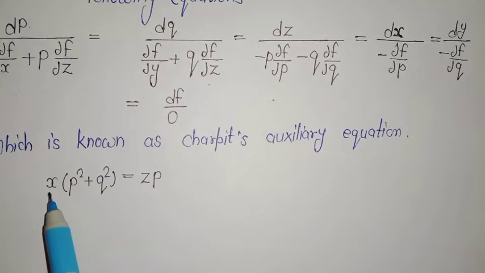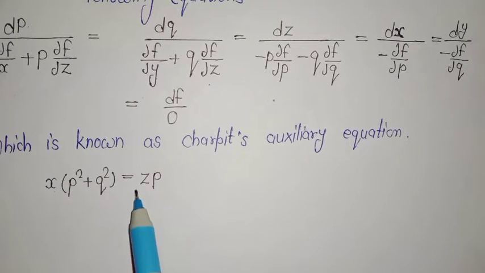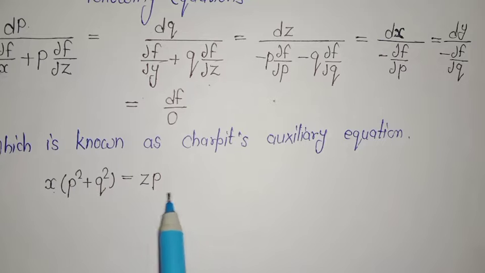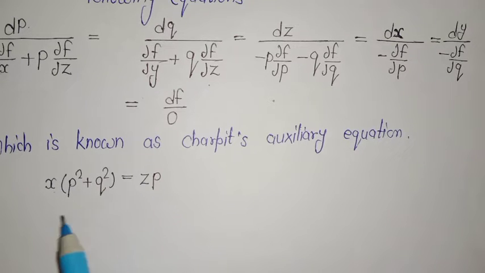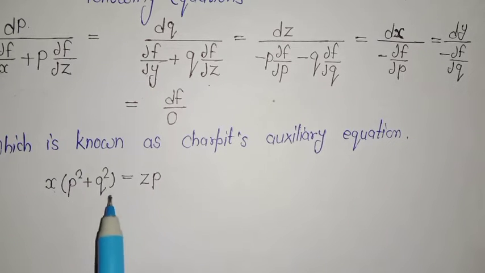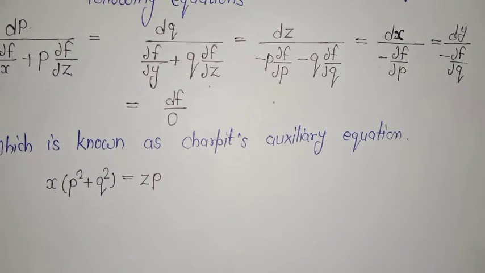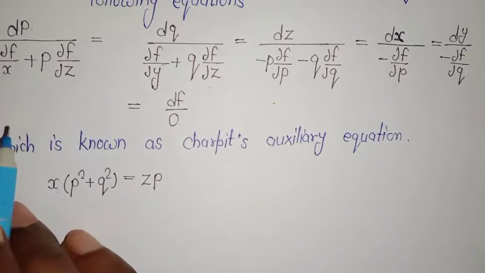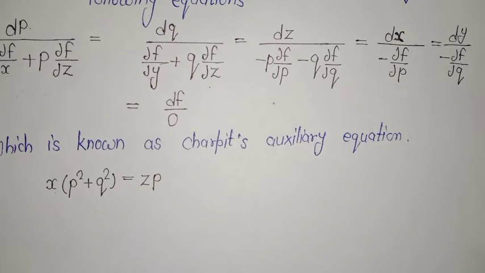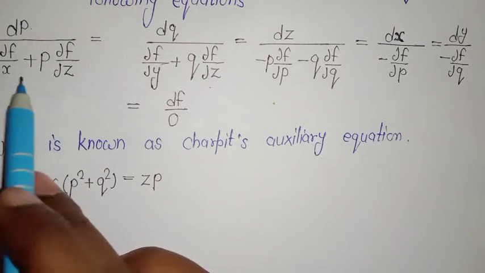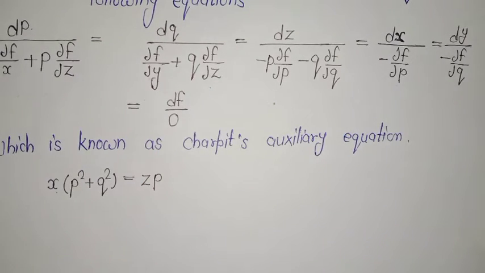So this is our first example, x(p square plus q square) is equal to zp. Now you can see this cannot be solved by any standard form because this is not a function of p, q only, or p, q, x, y only, or p, q, x, y, z only. So we will apply Charpit's method here. All the questions that were solved by the standard form can also be solved by Charpit's method, but the converse is not necessarily true. So you have to remember this formula always.